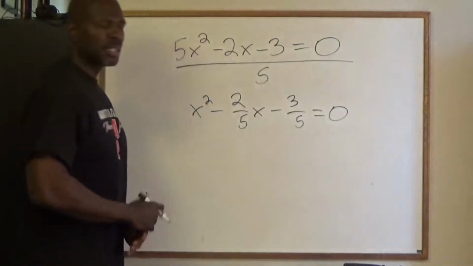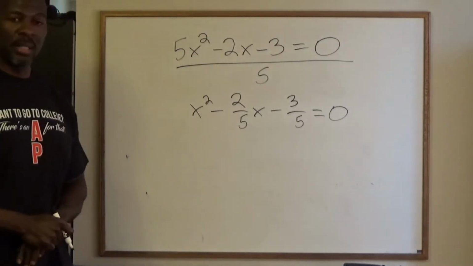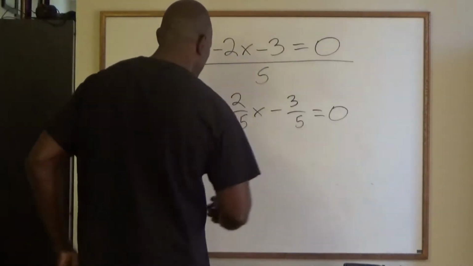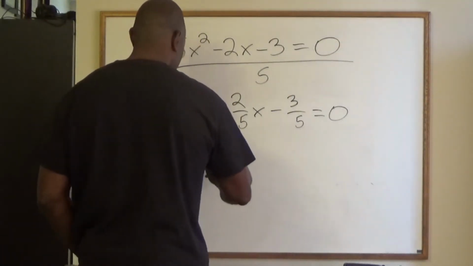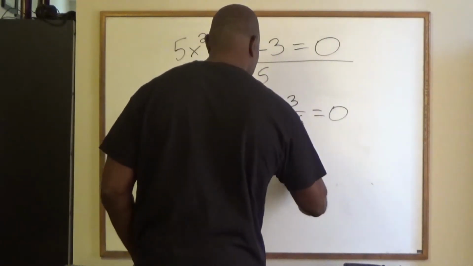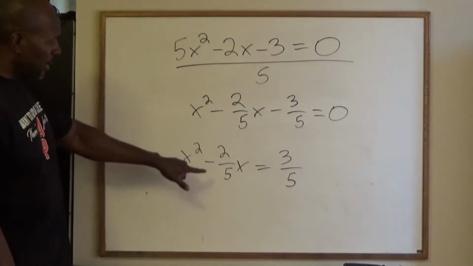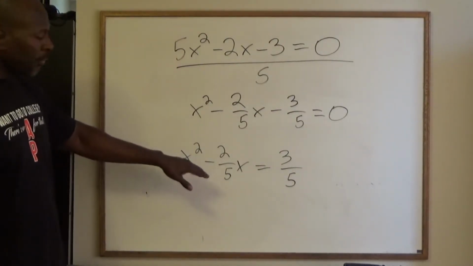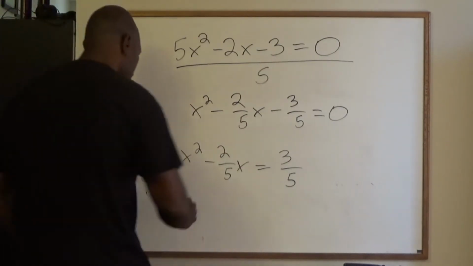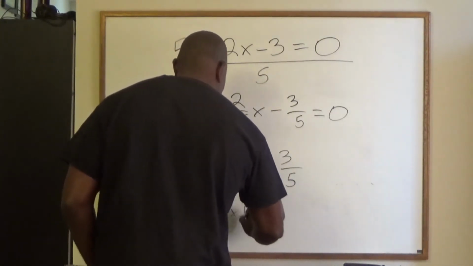And now it's a problem just like the previous example. Sure, I may have some fractions, but numbers are numbers. It doesn't change anything in my mind, so I'm going to repeat the same steps. I'm going to move the constant to the other side. And next I'm going to find a number which completes the square. I'm going to take half of the coefficient of x and square it. Half of 2/5 is 1/5. 1/5 squared is 1 over 25. So I'm going to add 1 over 25 to both sides.